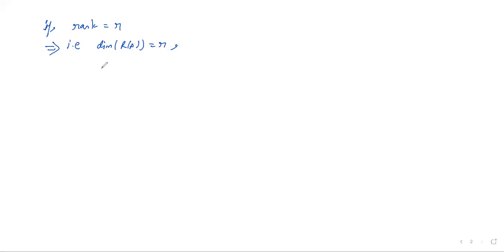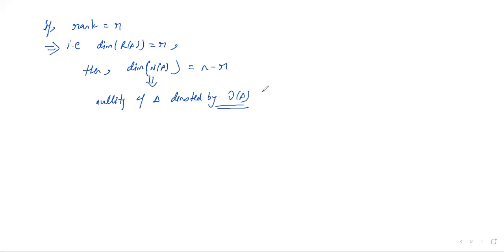Okay, now what is the dimension of the null space of A? The dimension of the null space of A is basically n minus r. This is the nullity of A, and it is denoted like this. Okay, this is how we denote the nullity. And so I can write it down as nullity of A is equal to n minus r.